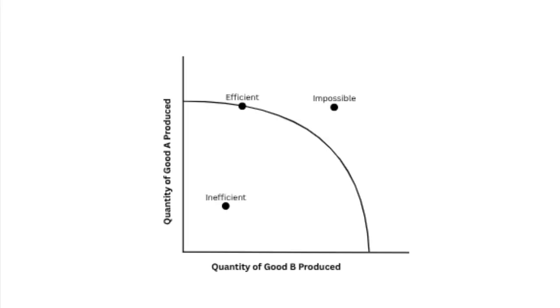Let's look at the individual points on the PPC. If the point is on the curve, it is efficient. All resources are being fully used. A point inside the curve means that we're wasting resources. This is inefficient. Maybe there's some sort of unemployment, so we can't produce at full capacity. A point outside the curve is unattainable unless we get more resources or better tech, which we're going to see here in a minute.